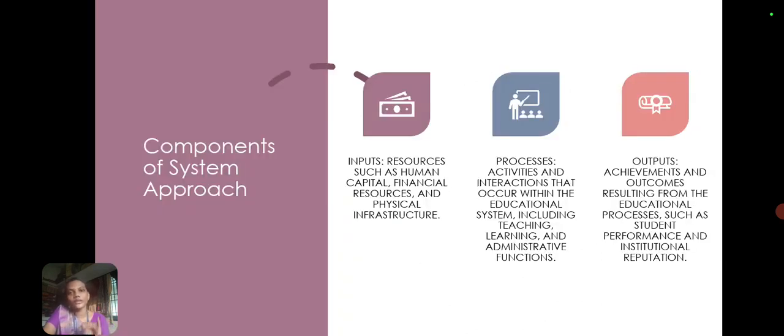So the components involve input, output, and the central process. As for the input, resources like human capital, financial resources, and physical infrastructure are needed for an institution to teach or bring students together. As for the process, it is the activities and interactions that occur within the educational system, like teaching, learning, and administrative functions. Outputs directly involve the achievements of the school as well as the achievements of the students.